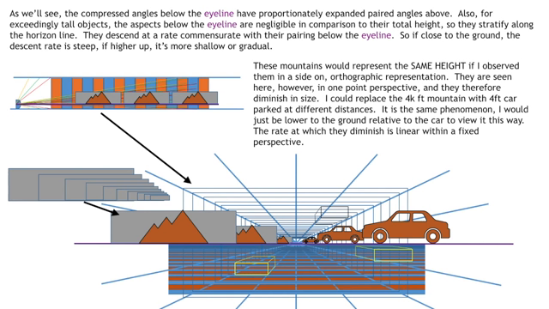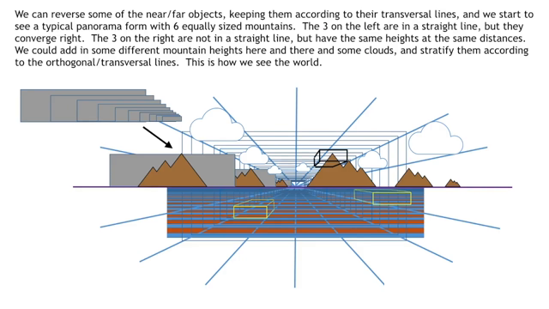The rate at which they diminish is linear within a fixed perspective. In other words, double the distance, half the size, triple the distance, 1/3 the size, and so forth. We can reverse some of the near and far objects, keeping them according to their transversal lines, and we start to see a typical panorama form with 6 equally sized mountains.